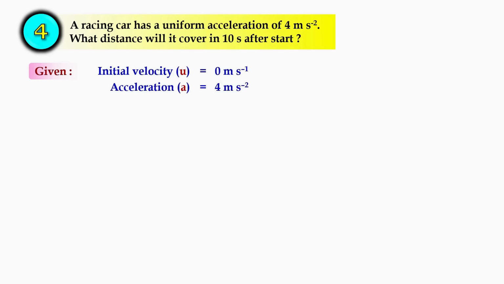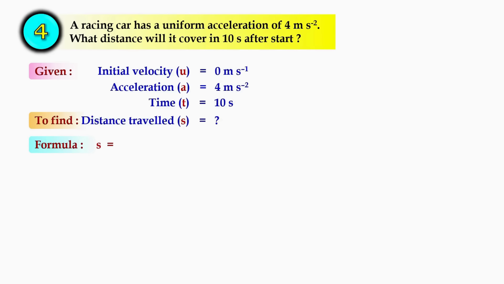Since the car starts from rest, the initial velocity is 0 meters per second. The acceleration is 4 meters per second squared. The time taken is 10 seconds. We have to find the distance traveled by the car.